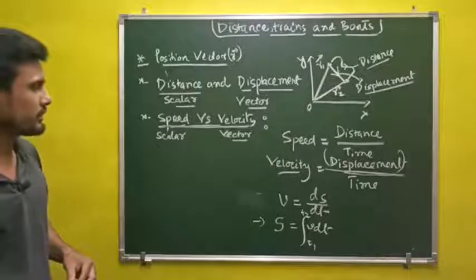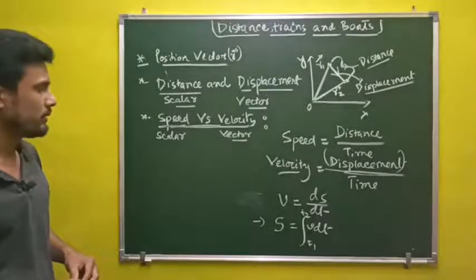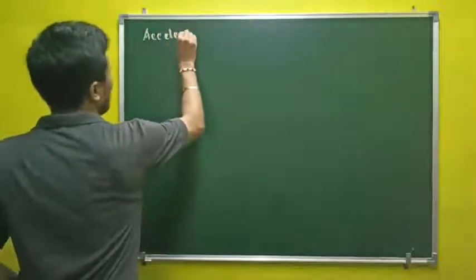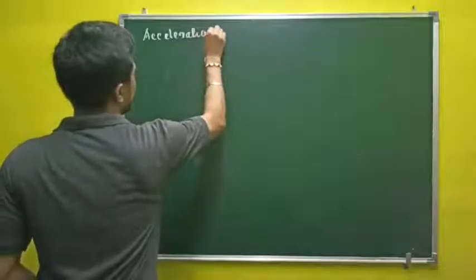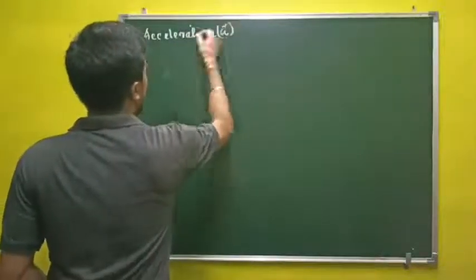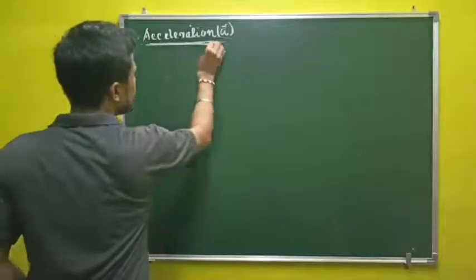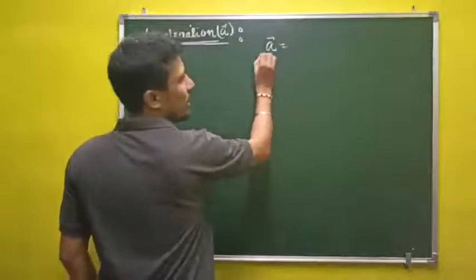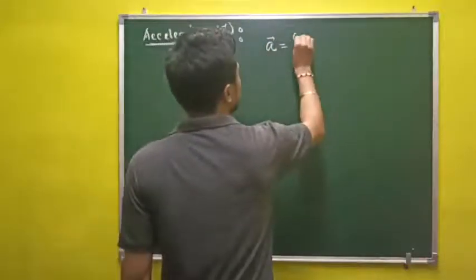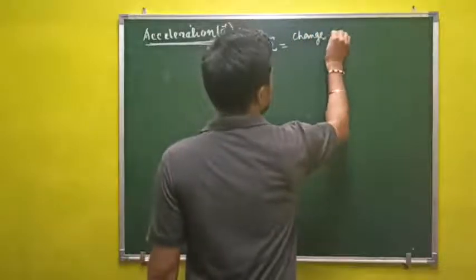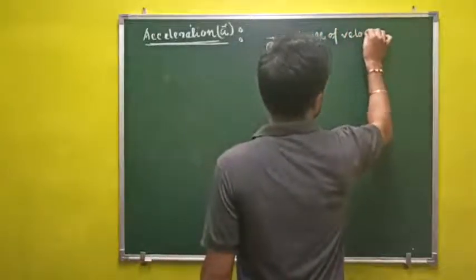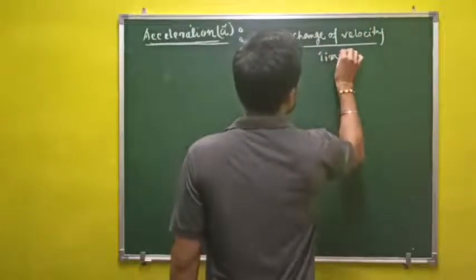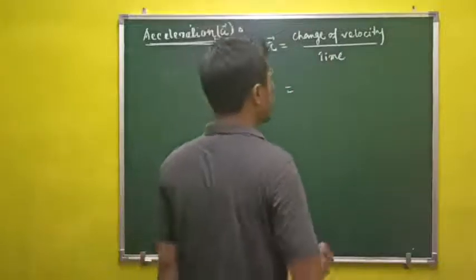Now we'll discuss acceleration. Acceleration is a vector quantity, generally represented by a. It is the change of velocity with respect to time. Suppose there are two velocities at two points.